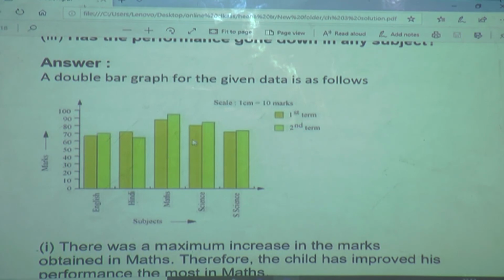In this way we can draw a graph and see in which subject the maximum marks were acquired in the second term. Here the second term is the yellow color, so we will see only the yellow bar to find in which subject the marks were maximum. We can say that in mathematics the maximum marks are between 90 and 100. By seeing the bar we can answer the given question.